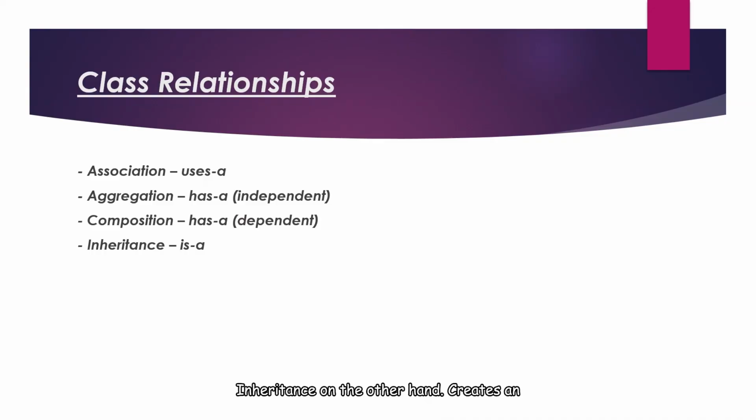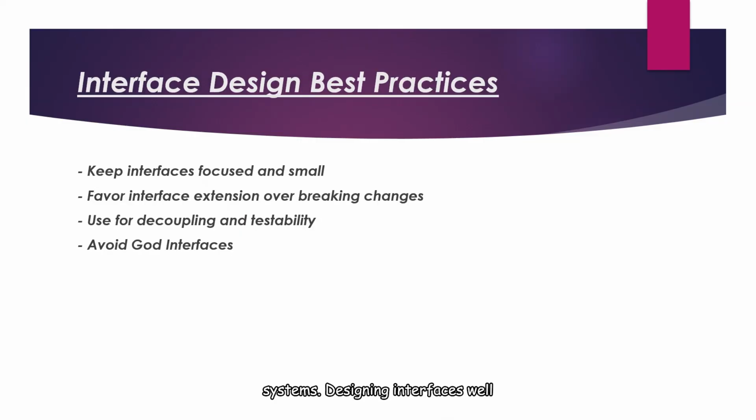Inheritance, on the other hand, creates an is-a relationship. A dog is an animal. It allows for polymorphism, but should be used carefully to avoid tight coupling. Knowing when to use each relationship helps you architect clean, expressive systems.